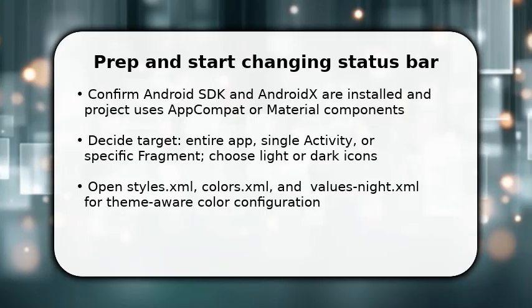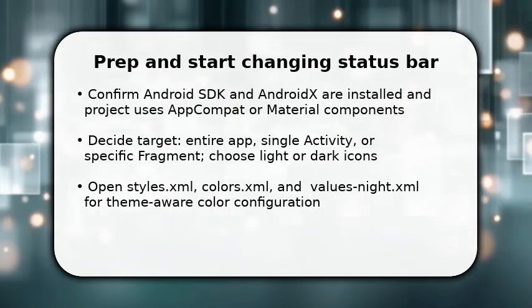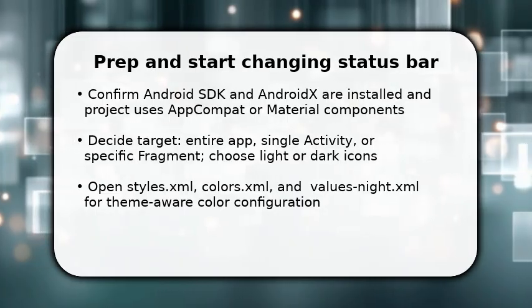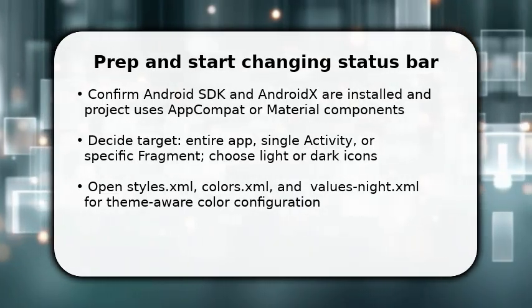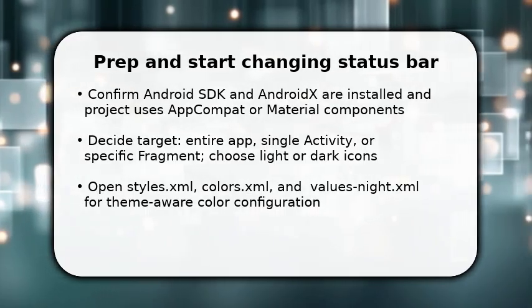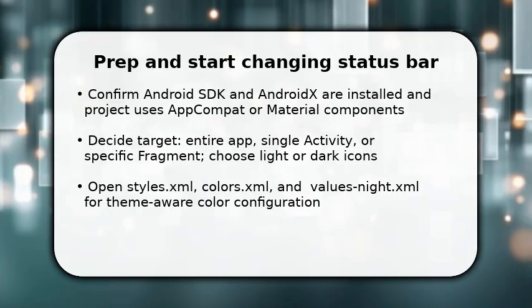You'll start by targeting the right scope: app, activity, or fragment, because the implementation differs slightly. Make sure your project uses AndroidX and AppCompat or Material themes. Once done, pick the status bar color and whether icons should be light or dark for contrast.